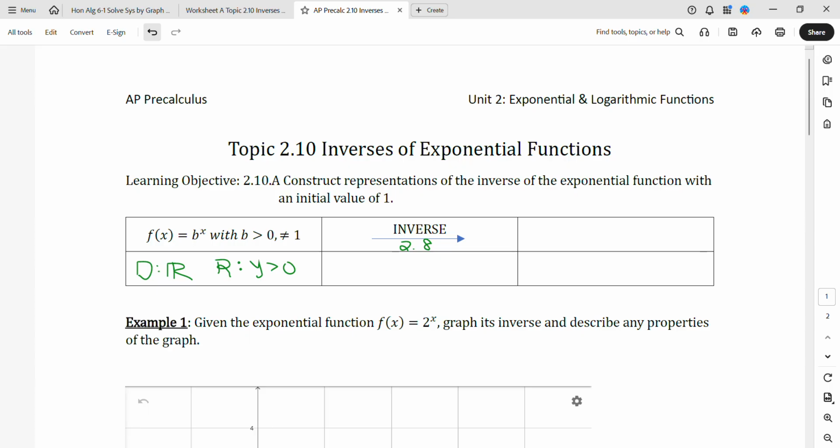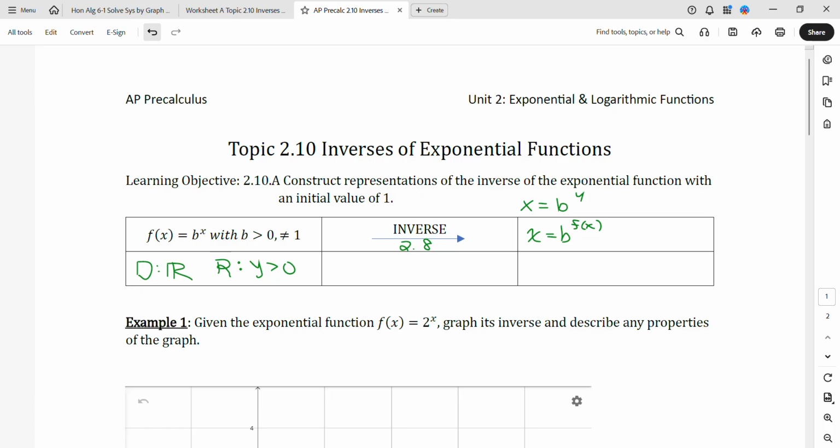Good. Now, the way that we're able to write this, I know it's going to look a little weird because I'm going to use function notation. This is the same thing as x equals b raised to the f of x, right? That'd be the flipping of the x and y's. If you want to write x equals b to the y, that's fine too, okay? Because we know f of x and y, they're the same thing, right?